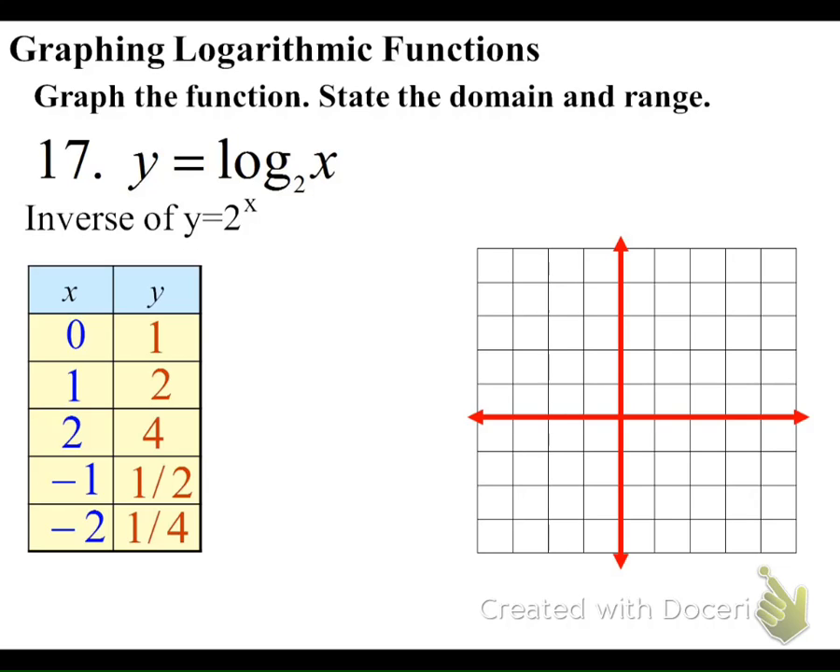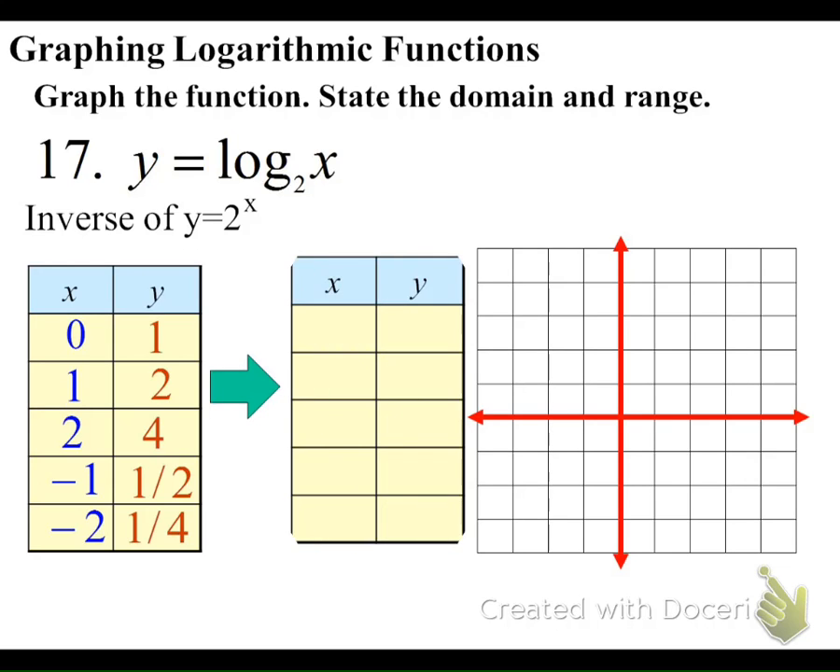Now, my graph, the log graph, is just the inverse of that. How do I find the inverse of something when I have a table? Switch them. So now my x value is 1 and my y value is 0. I have 2 and 1. I have the point 4, 2. I have the point 1/2, -1, and I have the point 1/4, -2. And that gives me that graph.